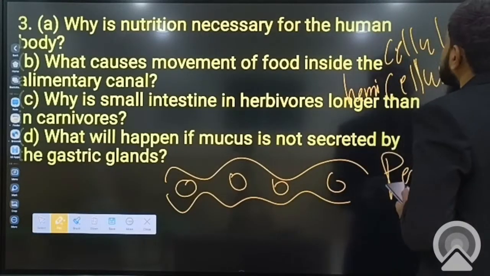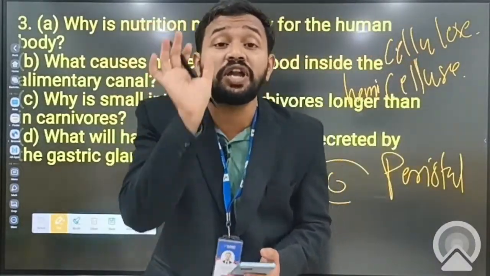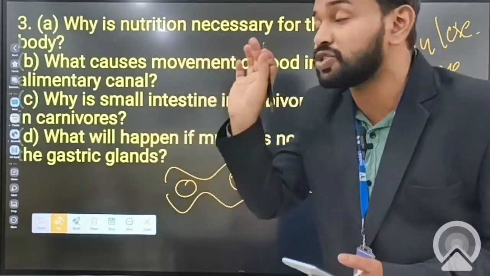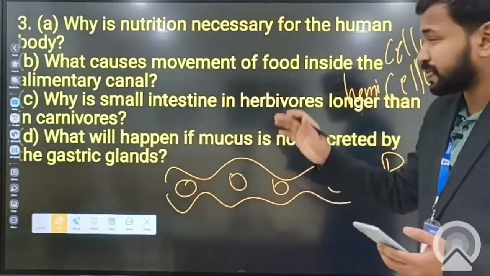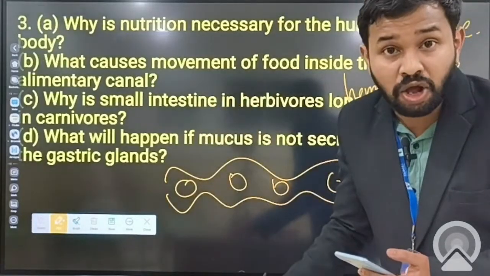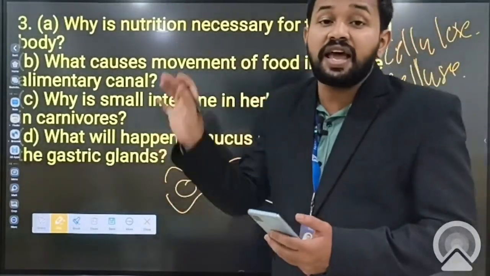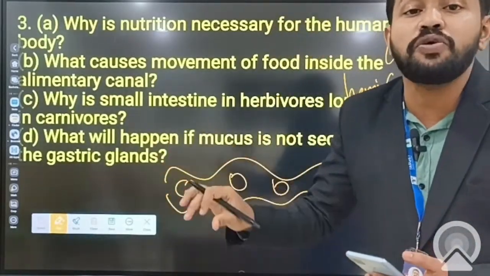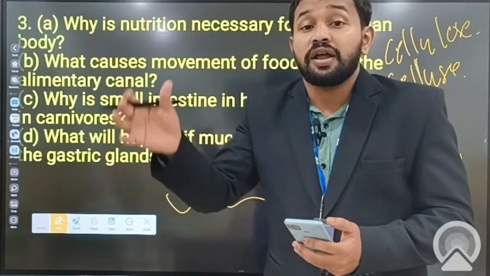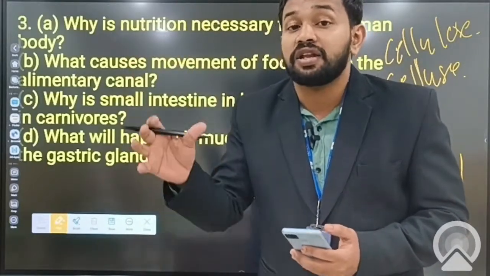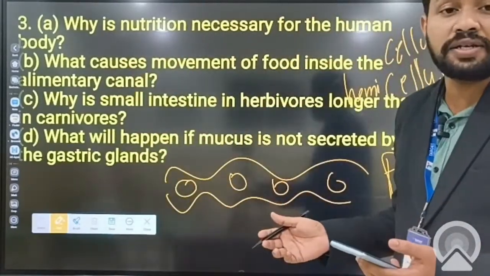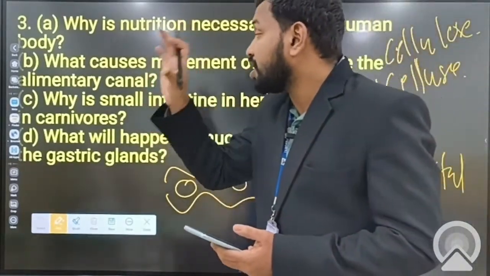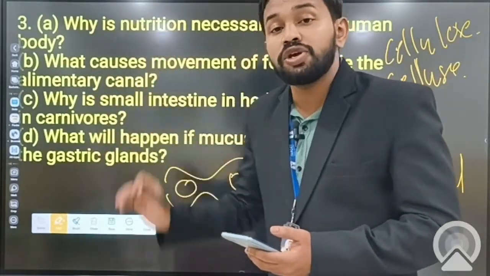The digesting enzymes for cellulose and hemicellulose are absent in the alimentary canals of animals. That's why the herbivores' alimentary canal is long, to digest the cellulose. What about carnivores? Carnivores are meat eaters. In animal cells there is no cell wall. That's why they do not need a long small intestine. In carnivores the small intestine is very short.